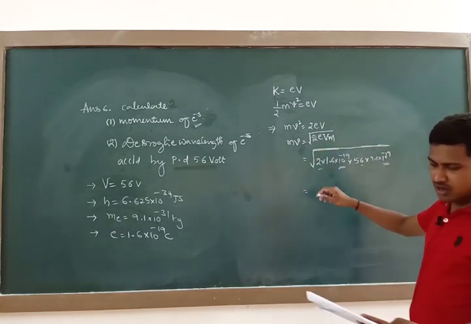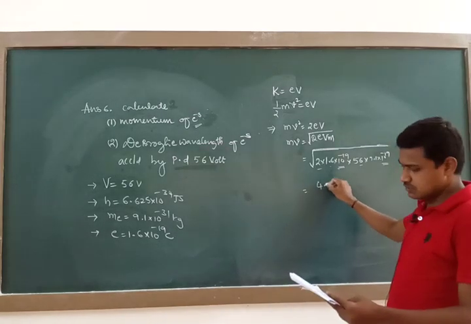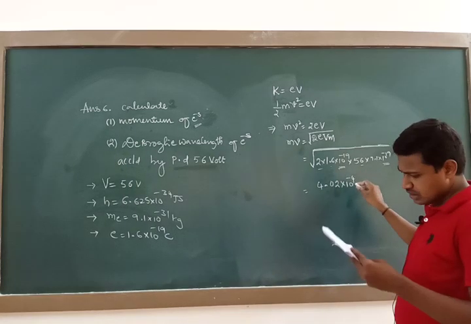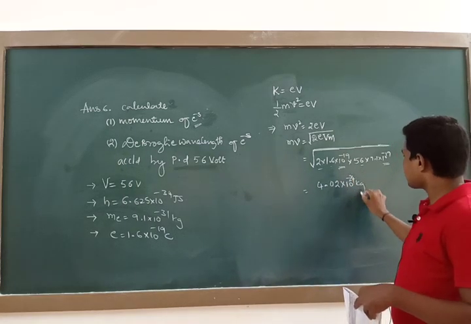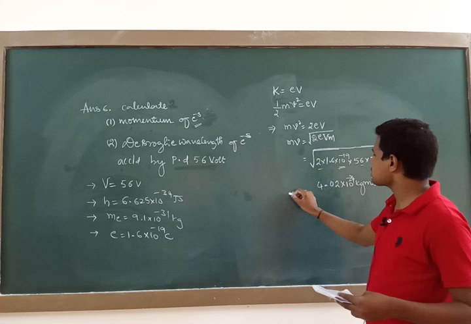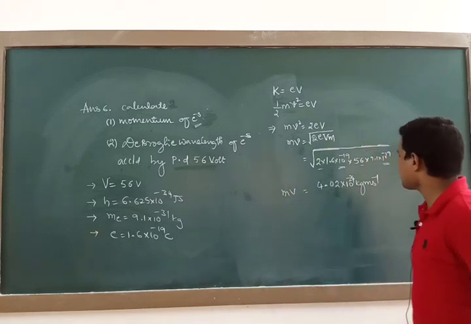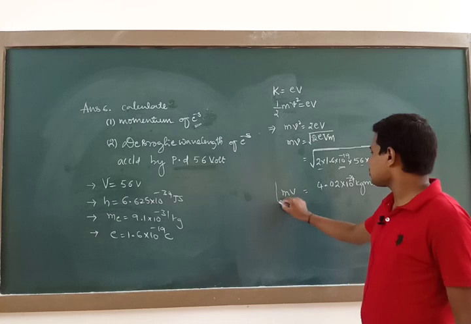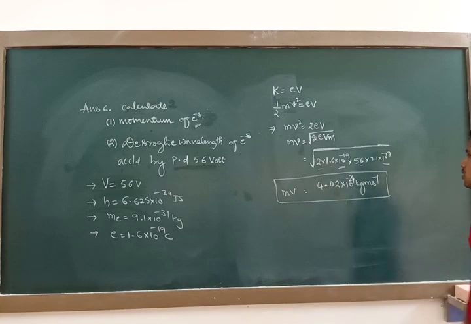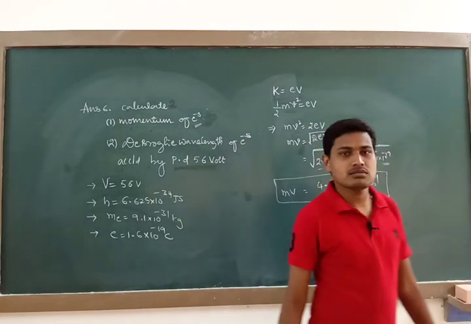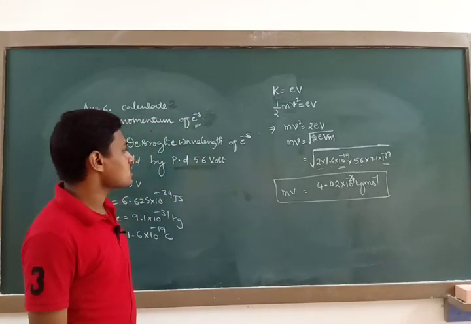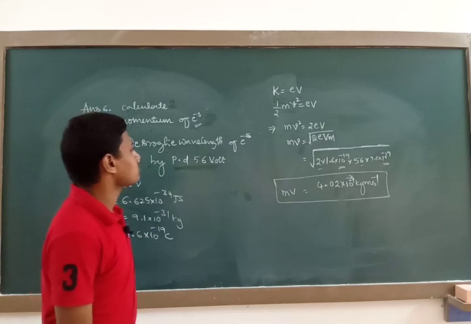So what is the value we are getting after solution means? So you are going to get 4.02 into 10 raised to minus 24 kg meter per second. Kg for mass, meter per second for velocity. Okay, so kg meter per second, which is an SI unit here. Gram centimeter per second in CGS. This is momentum. What is the next?